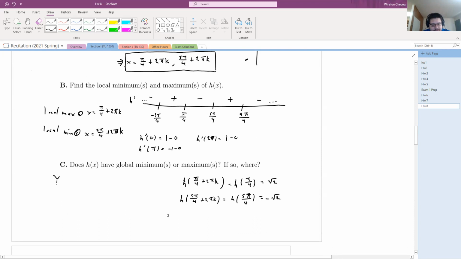Does it have globals? Yes. I would rather abbreviate this and say the locals are the globals, but maybe it's better in this case just to copy it down. Maxes: pi over 4 plus 2 pi k, and global mins at x is equal to 5 pi over 4 plus 2 pi k.